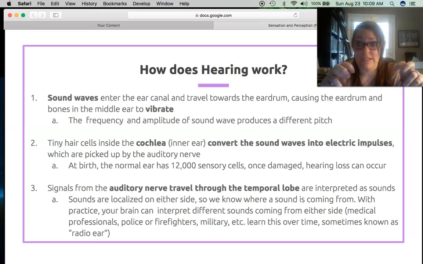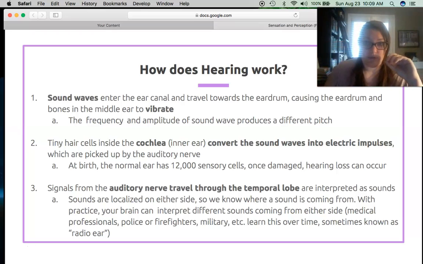It's sometimes called radio ear, where you're training your brain and your temporal lobes to differentiate what's coming from my right side and what's coming from my left side.